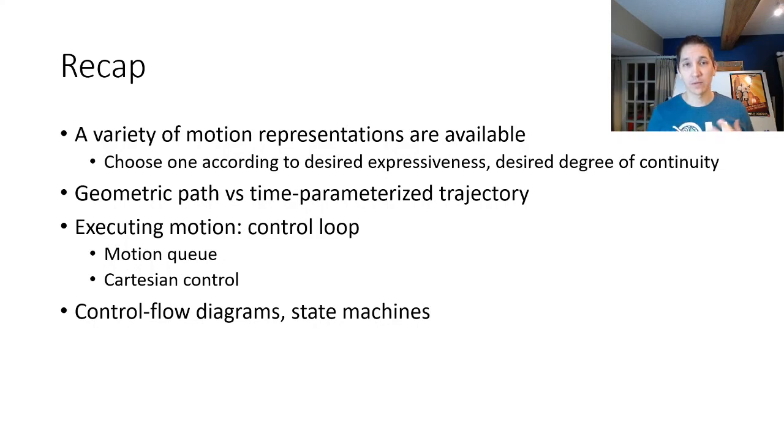But today, when we've talked about motion representation and execution, we've talked about the variety of different motion representations that are available. We talked about the discrepancy between geometric paths versus time parameterized trajectories. We've also talked about how to execute motions using control loops. In particular, these motor controllers may implement functions like motion queuing and Cartesian control. To then integrate with those motion controllers, we can use various forms of control flow diagrams and state machines and programming practices to interact with those motion controllers.